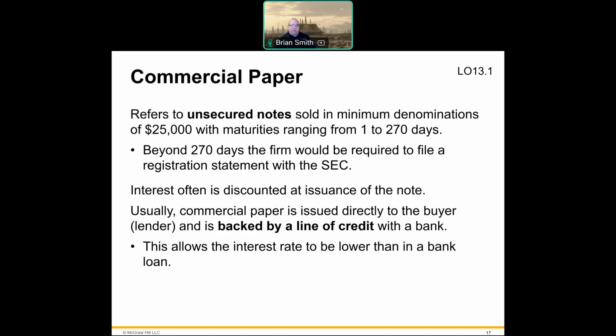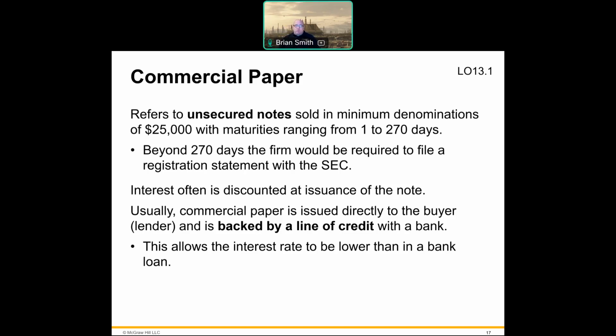Commercial paper, all right. Unsecured notes we sold, of course. In this case, it says that it sold a minimum denomination of $25,000 with maturities ranging from 1 to 270 days. Bottom line is, beyond that, you have to register with the SEC. That's probably why it's 270.